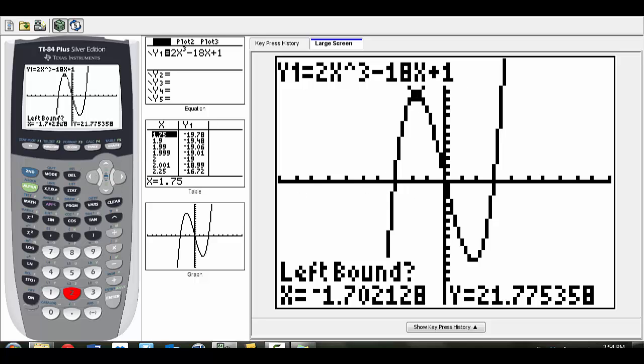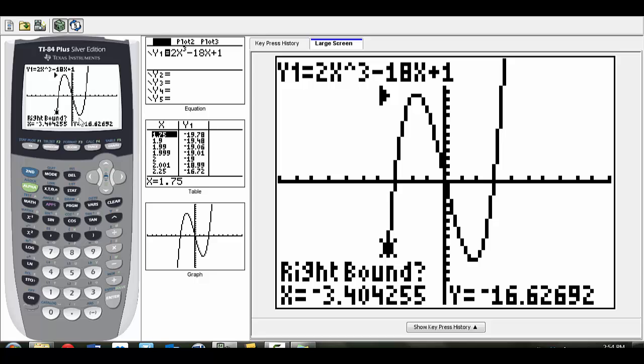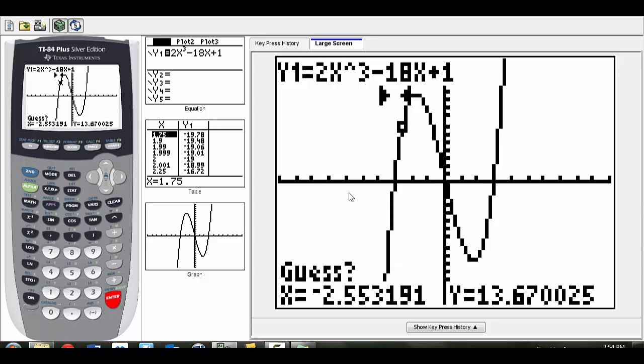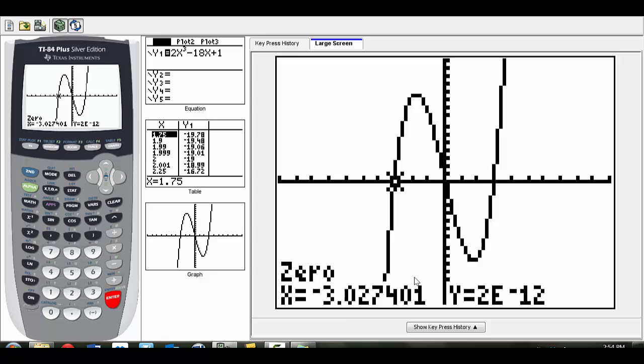So I'm going to arrow over to the left. I'm going to press enter. Then I'm going to arrow over and be to the right of where my 0 is, so my 0 is in between those 2 arrows. Now it's about right there. Guess, you want to go close to where it's at since we have more than 1. Press enter.